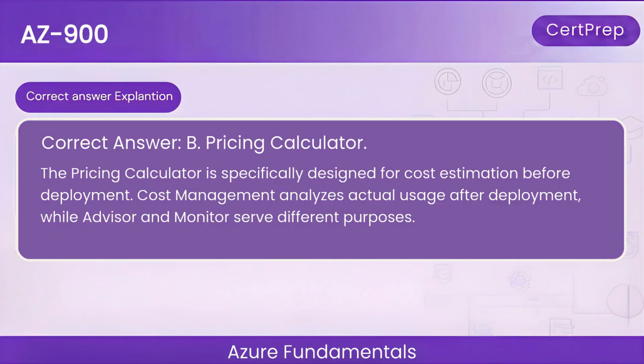Correct answer is B. Pricing calculator. Explanation: the pricing calculator is specifically designed for cost estimation before deployment. Cost management analyzes actual usage after deployment, while Advisor and Monitor serve different purposes.